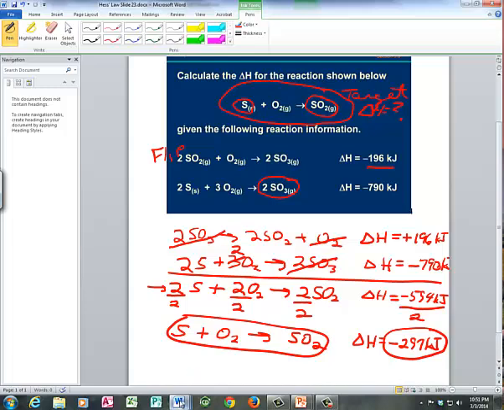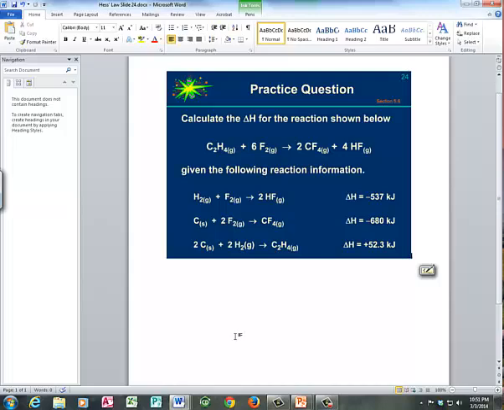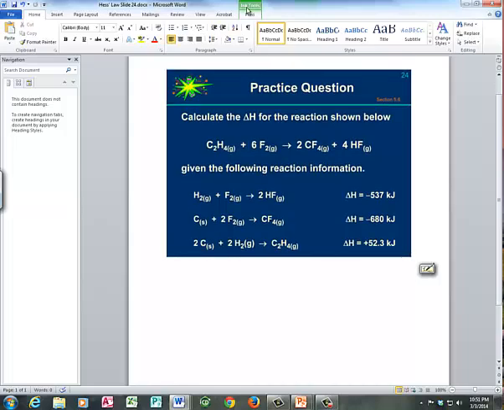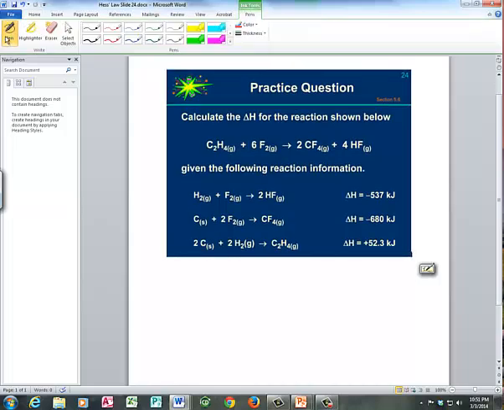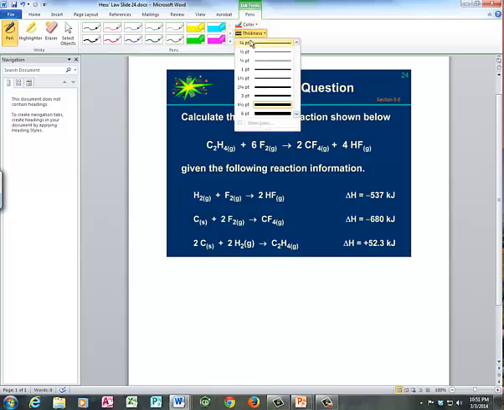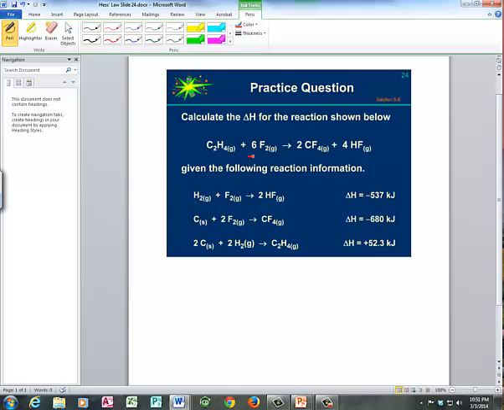Let's try another one. Let's go to this one, which is a little bit more complicated. Let me get a pen so I can write something. Okay, so we're ready to go. Here's my target reaction. This is my goal. What I'm going to try and do, using Hess's law, is to get all of these path reactions to add up to my target or goal reaction.